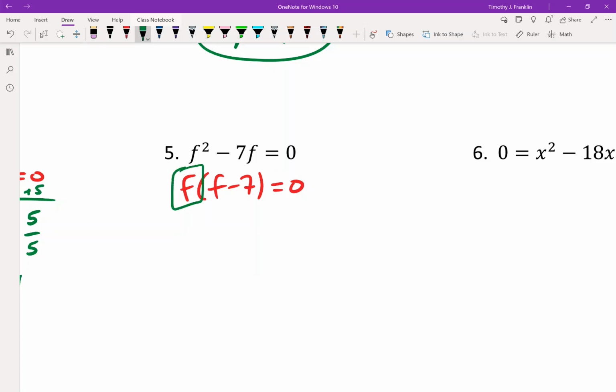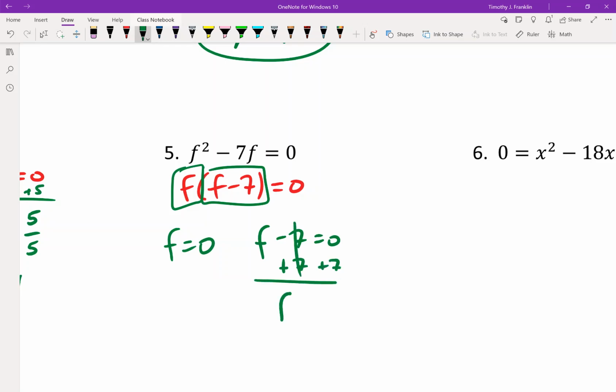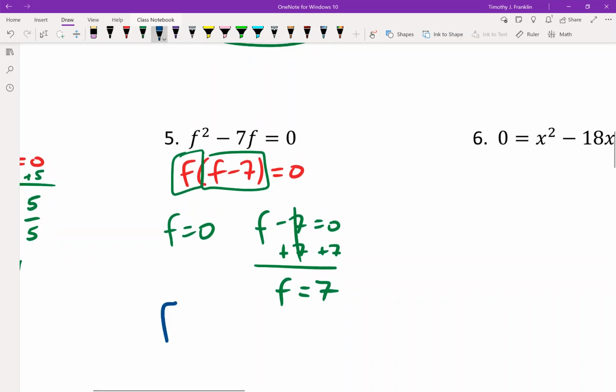So we have f. Well, if f equals 0, then that's it. And then we have f minus 7. So we just add 7. And 0 plus 7 is 7. All right, so those are our two solutions for this one. F equals 0 and 7. So again, we're factoring the polynomial portion, setting each factor, each thing that's being multiplied together, equal to 0, and solving each of them.